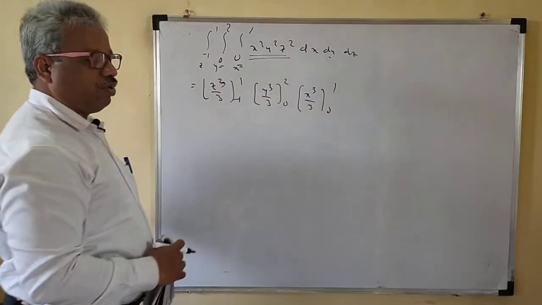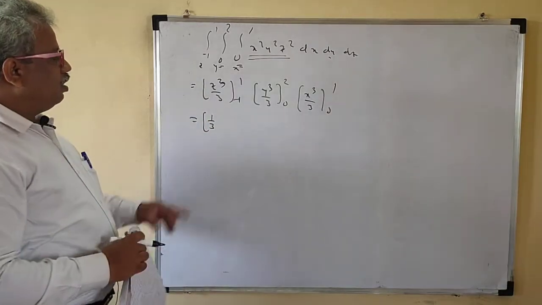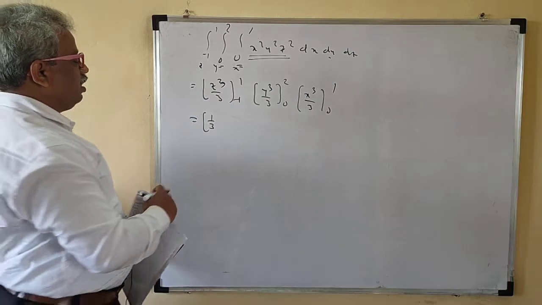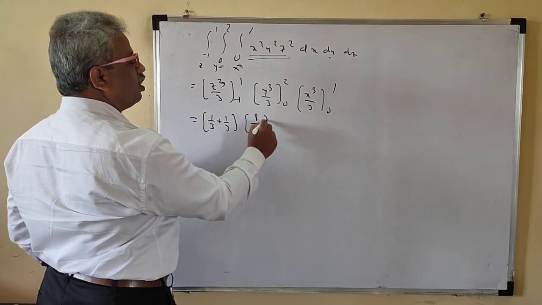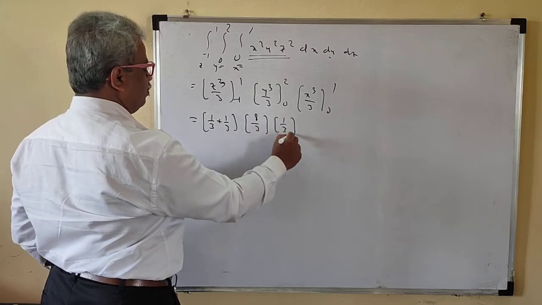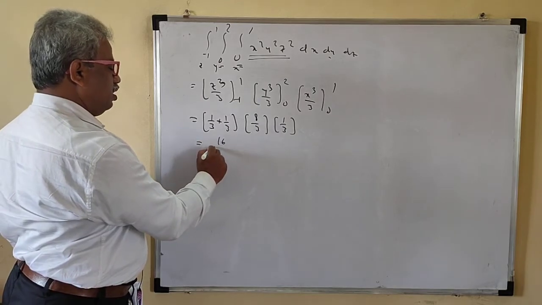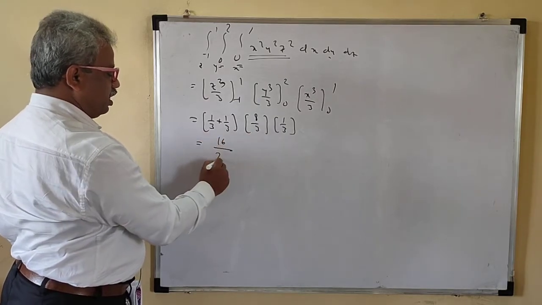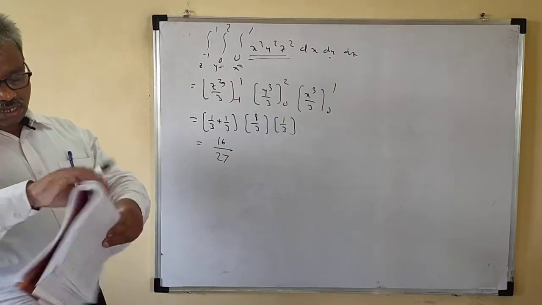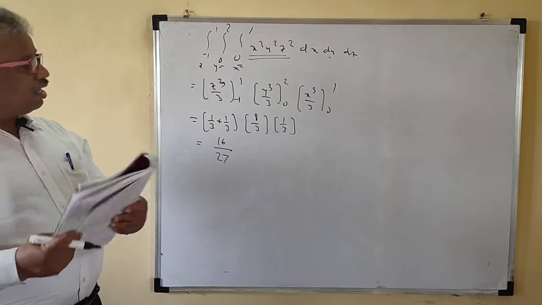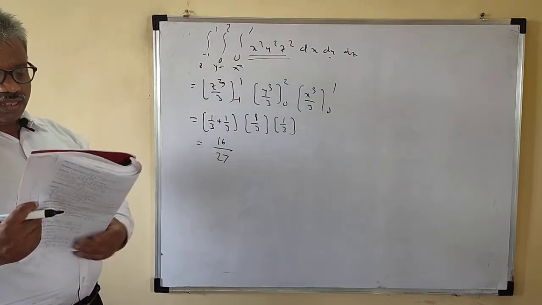So what is this then? This is 1 by 3 minus of minus 1 by 3, so it becomes plus 1 by 3. Then this is 8 by 3, because the lower limit is 0, and 1 by 3. So this is 2 by 3. So 2 means 16, 16 by 27 will be the answer. Easily you can evaluate the triple integral like this, if the limits are constant.